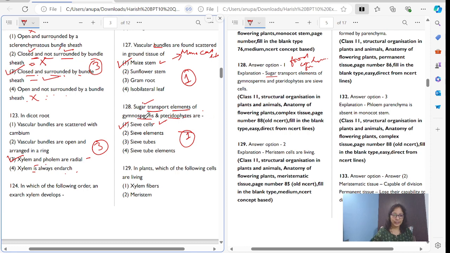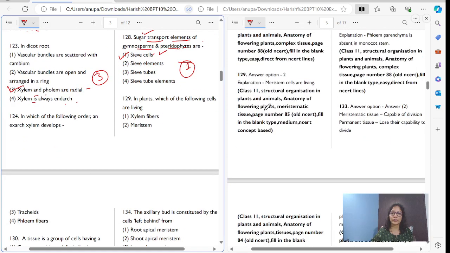Now let's move to the next question, that is question number 129. The question states that in plants, which of the following cells are living? We have to find out the living cells. So the first option is xylem fiber. We know that this is not living, which means this is dead. The second option is meristem. This is correct. Meristems are living cells.